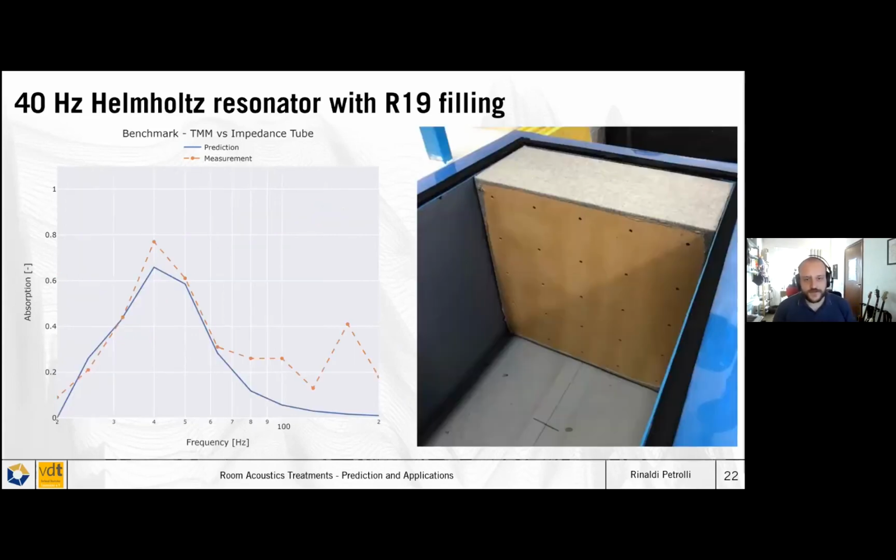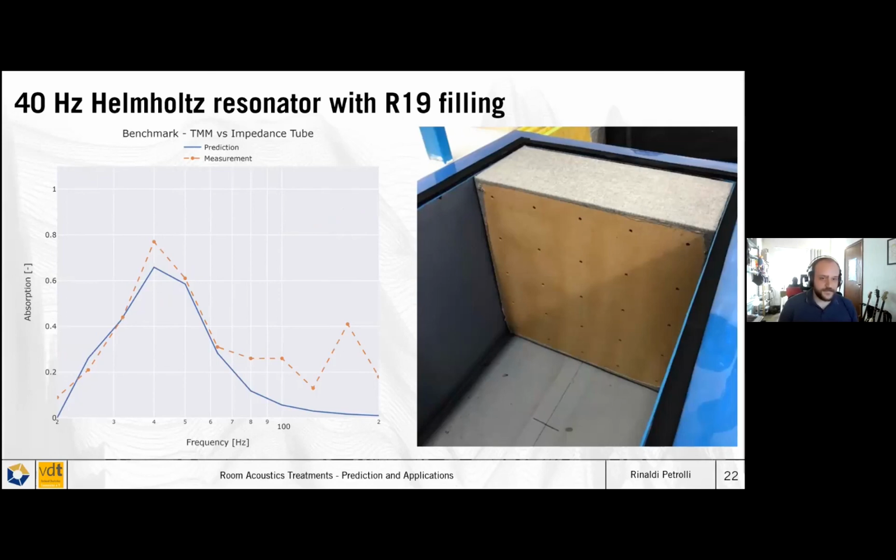But before we go into that, I also want to show this prediction of a Helmholtz resonator, which is tuned to 40 hertz. And the agreement in here is really good, even though we are starting to get away from the valid frequency range of the model that we are using. It's very nice to see that we still get a relatively good agreement with this.